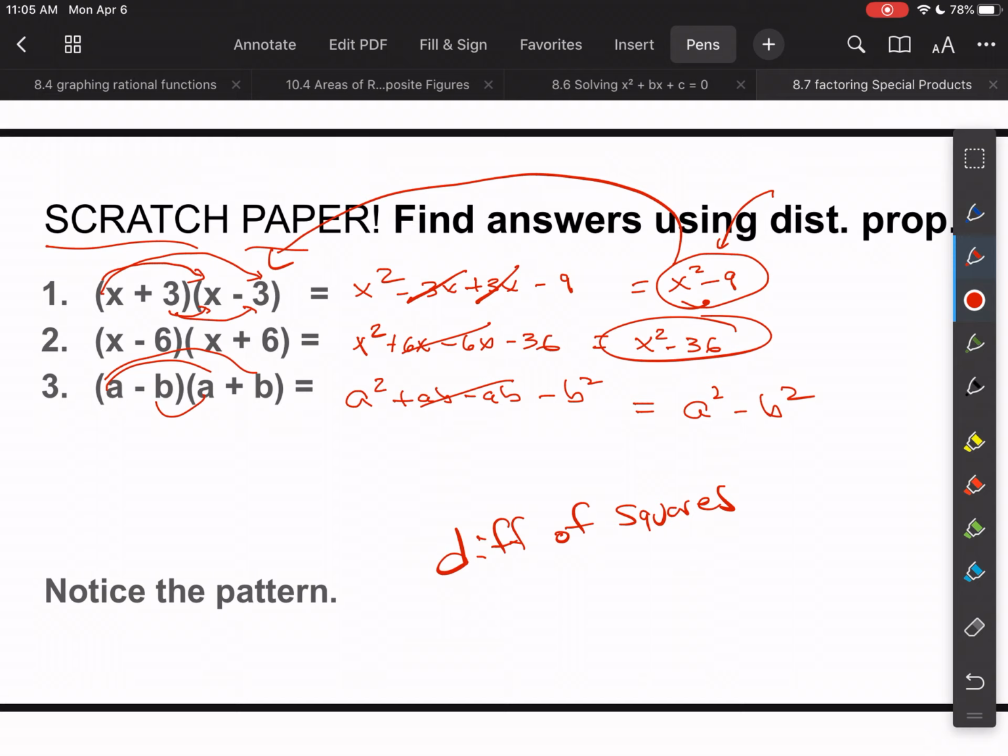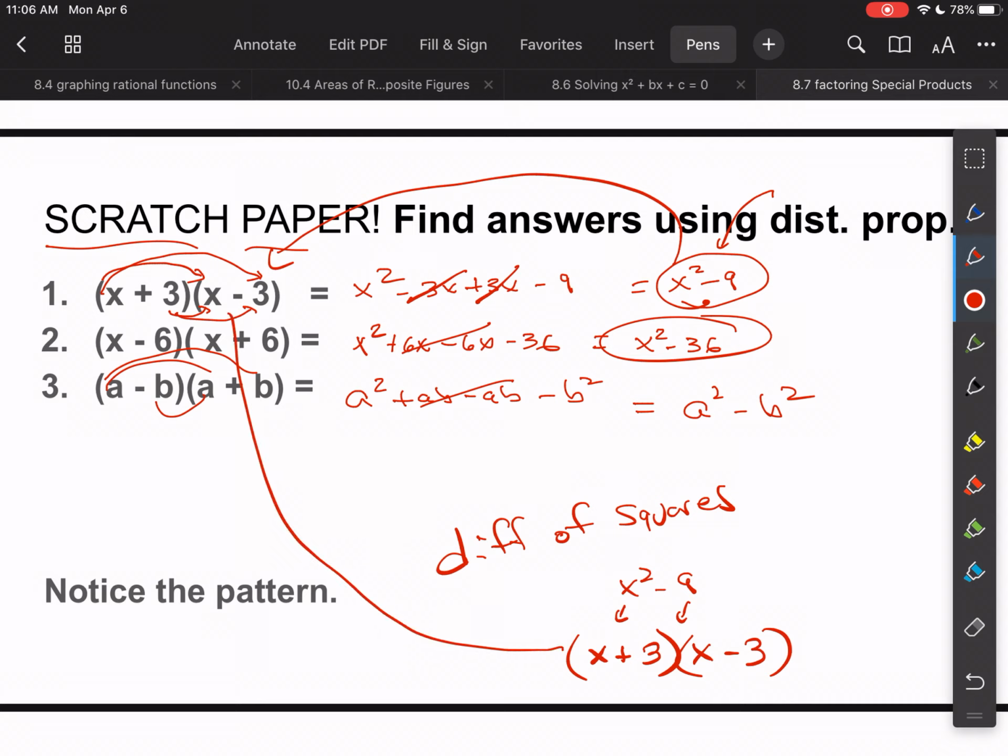If you're going the other way, though, if you have something like x squared minus 9, it'll always be the root of x squared, which is x, plus the root of the second thing, which is 3 in this case, because the square root of 9 is 3, times the opposite factor, x minus 3. So I'm just showing you the reverse. We'll look at the rule again here in a minute, but I'm just showing you where this is going a little bit ahead of time.